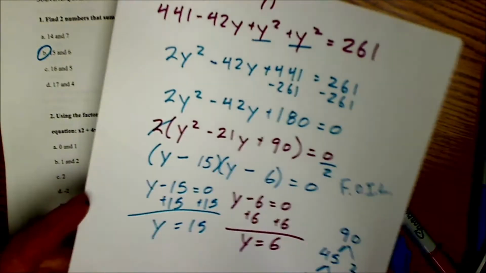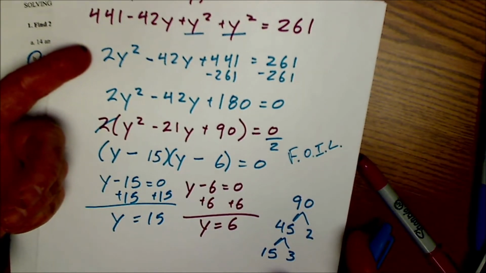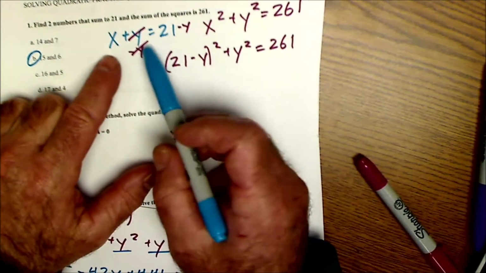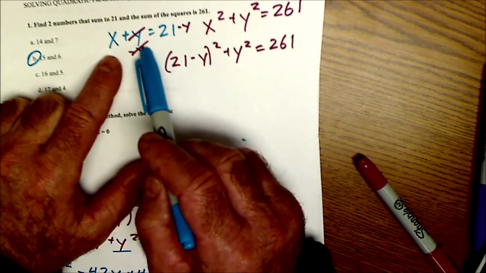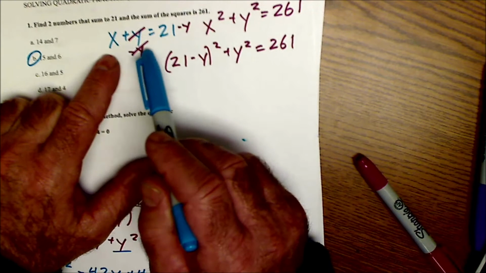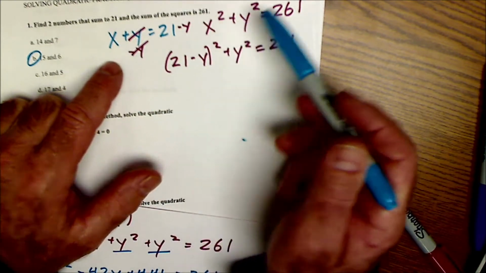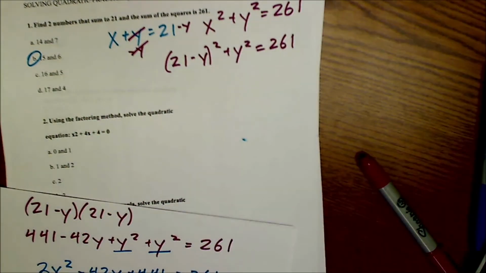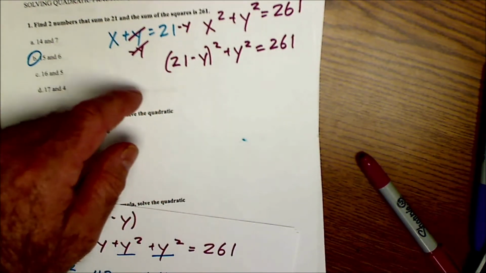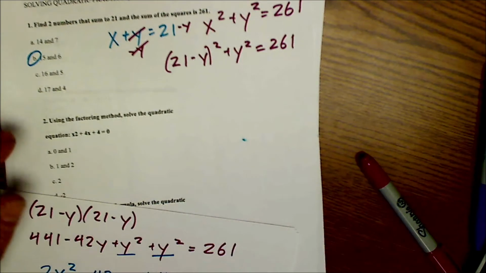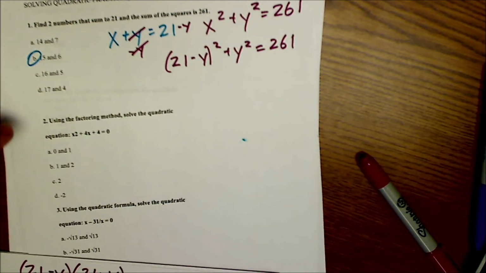I could have also used the quadratic formula for this. I could have actually solved for y and then plugged that in here. A lot of different ways to do it. This was just combining the two equations to get a single quadratic, setting that quadratic equal to 0, and then factoring.